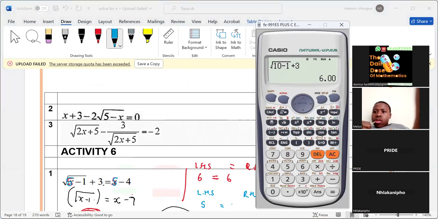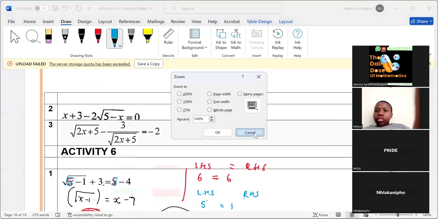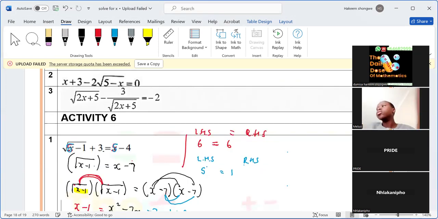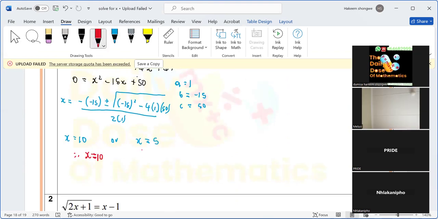So you can say that the left-hand side and the right-hand side are not equal. 5 is not equal to 1. Therefore, this one is not applicable. It means 5 is not applicable. Then we're going to comment and tell them that this one is not applicable. Therefore, the correct answer is x equals 10. Let's try number 2 then.